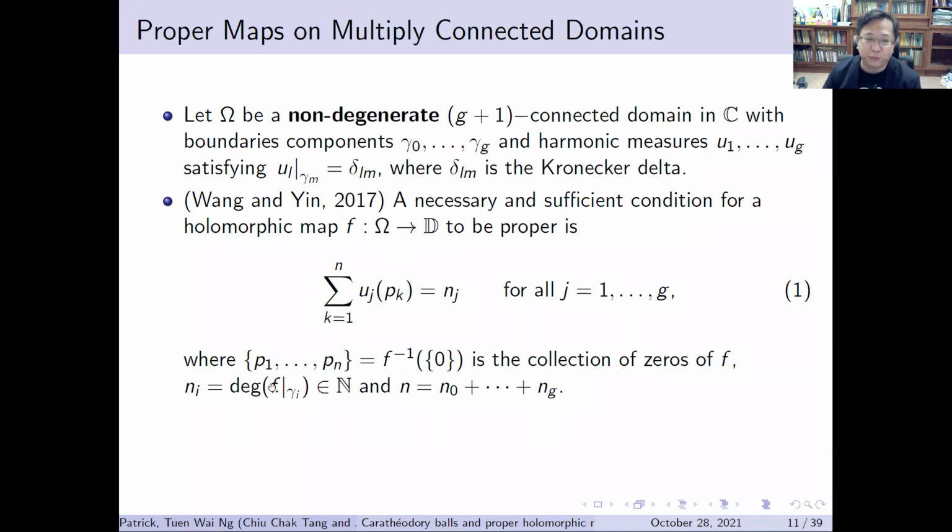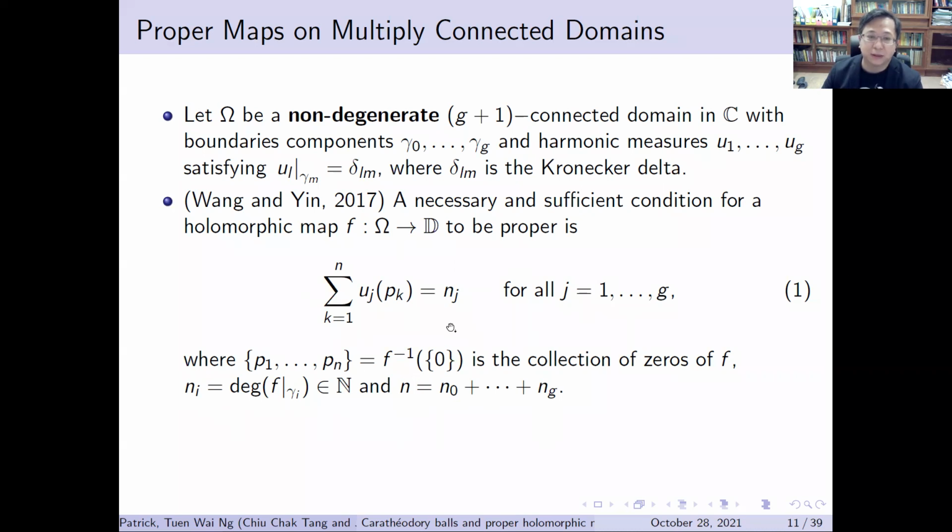And if you restrict f on each boundary curve and look at the degree, the degree will be denoted by Ni. If you add up all these boundary degrees, it has to be equal to the total degree of f, which is n here. And you have this system of equations. So actually there are g equations here, and you have n points here.